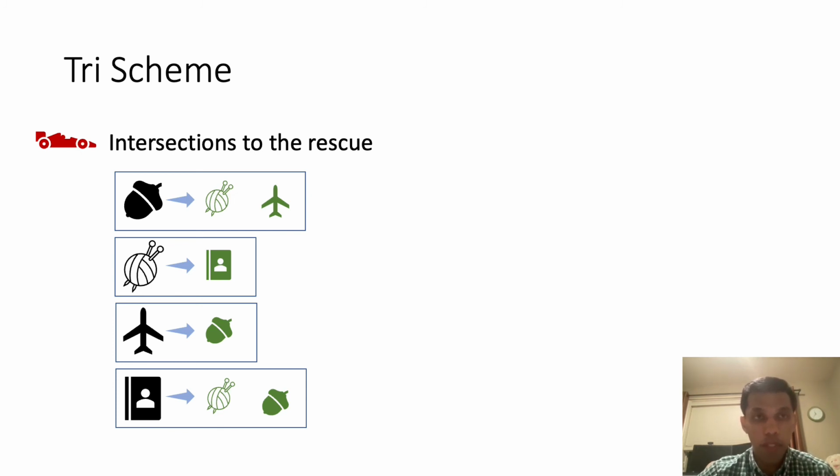One of the main optimizations that we use is to find intersections between these two rows. If you want to find a triangle, all you have to do is find these common intersections here. The acorn's distance to the knitting kit is known, and the contact card's distance to the knitting kit is known. So if you want to find a triangle for the unknown edge between the contact card and the acorn, all you have to do is make this triangle, which is similar for aeroplane to acorn and contact card to acorn.